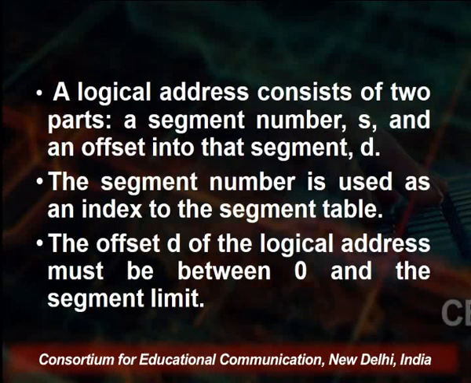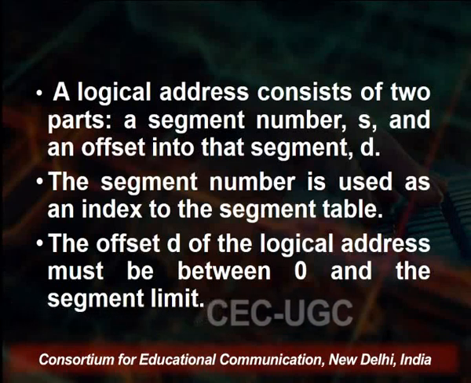Now, why am I insisting on the CPU? Because that is one of the differences between this scheme and the other scheme of paging, which we will be covering soon. So, a logical address is being generated which consists of two parts. One is the segment number S and the other is the offset into that segment, which is D. The significance of the segment number is that it is used as an index into the segment table. For example, if the segment number is 4, that means it is the entry number in the segment table, so we will be looking for entry number 4.